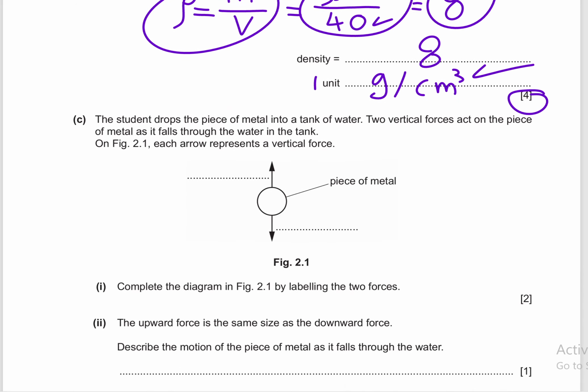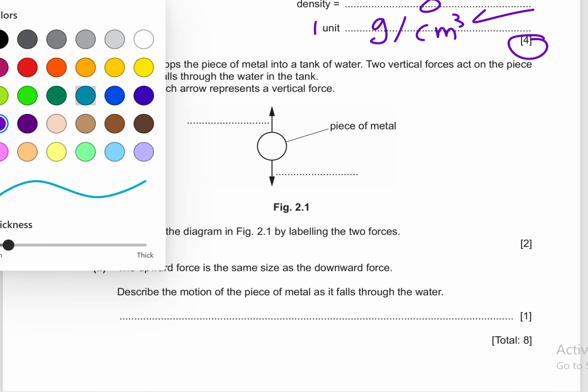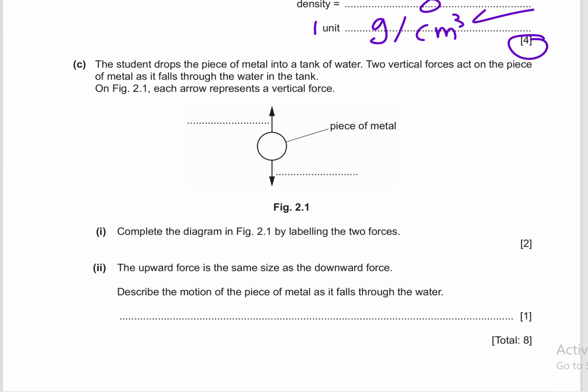Now in part C of the question, they say the student drops the piece of metal into a tank of water. 2 vertical forces act on the piece of metal as it falls through the water in the tank. They say on figure 2.1, each arrow represents a vertical force. So they say, complete the diagram in figure 2.1 by labeling the two forces.